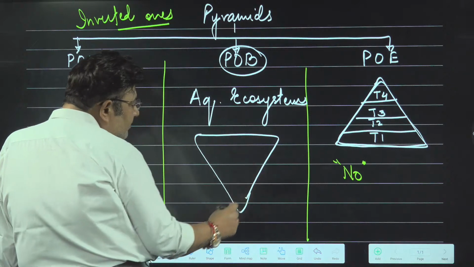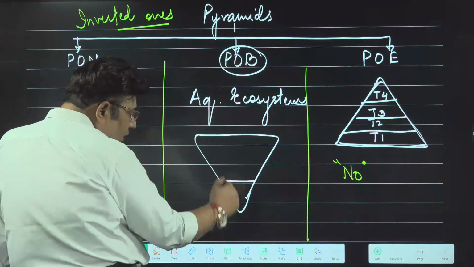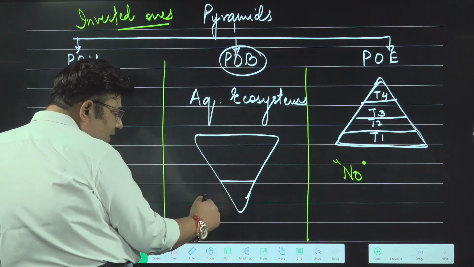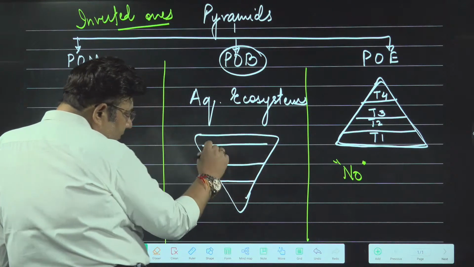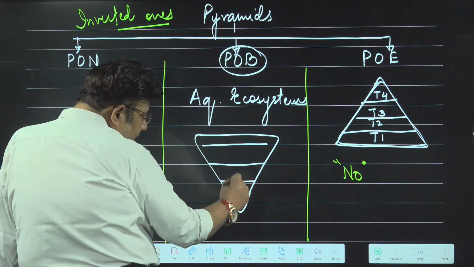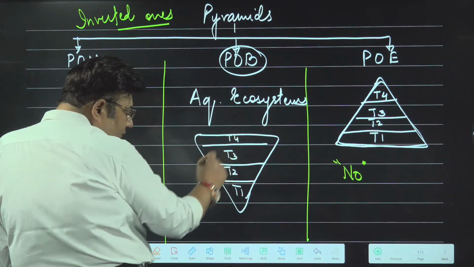Now, what does this mean? This means that the total biomass of the lower trophic level is lesser than that of the higher trophic level. Now, this may look paradoxical, but let me first write down what this means. T1, T2, T3, and T4, trophic level 4.